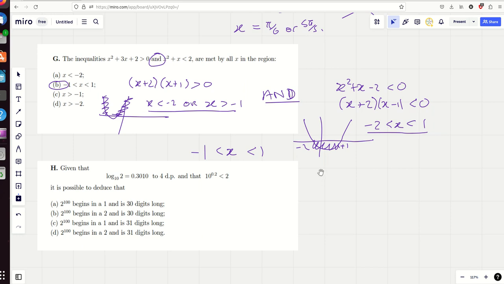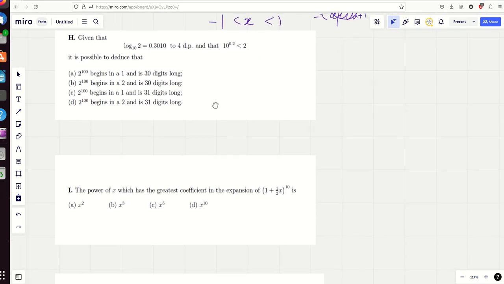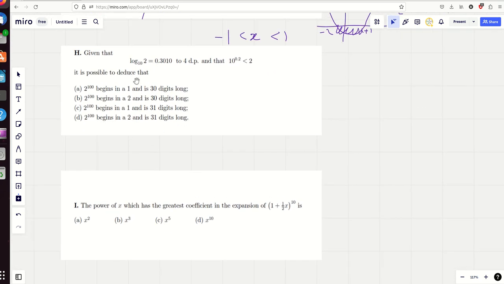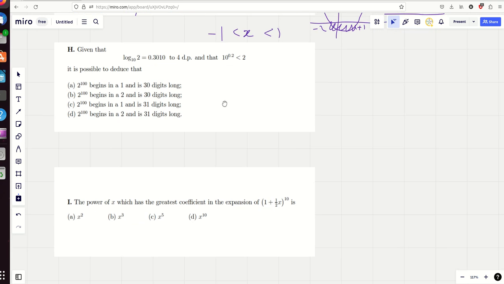Maybe I'm massively underestimating. Underestimating? Isn't that what George Bush said? Okay, anyway, let's carry on. I think the answer to that one is B.